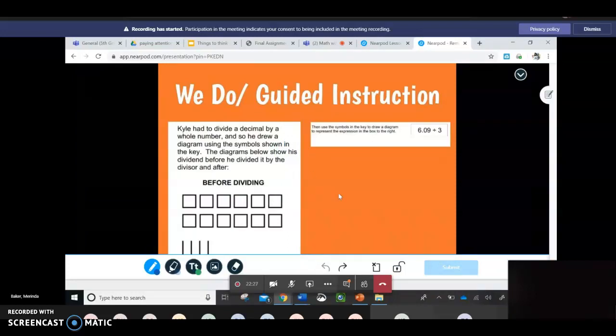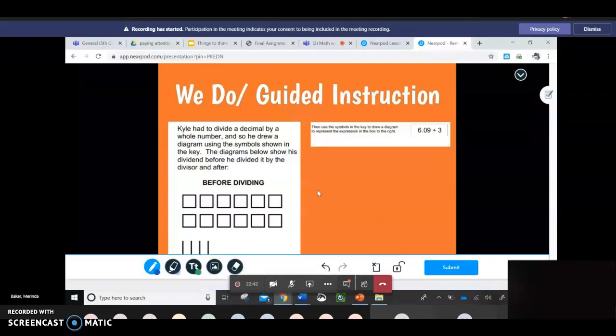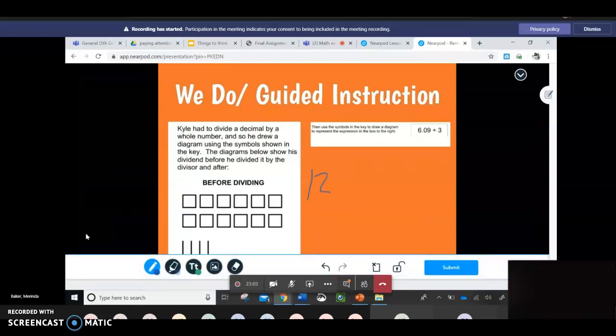Okay, so it says the diagram shows the dividend before it was divided and after. I didn't put the after part on there because I wanted us to do that together. But they divided it into 4 groups. So before I can determine how many groups, I need to figure out the equation. So I have 1, 2, 3, 4, 5, 6, 7, 8, 9, 10, 11, 12. I have 12 flats. Okay, let me write that, 12.